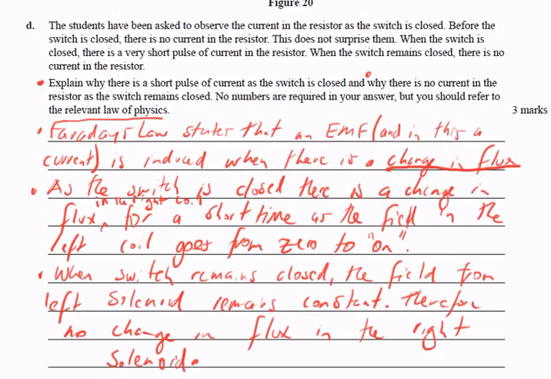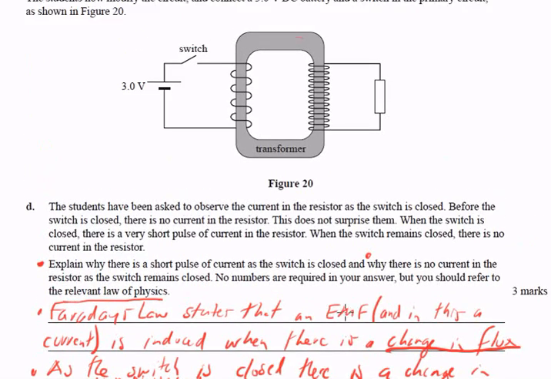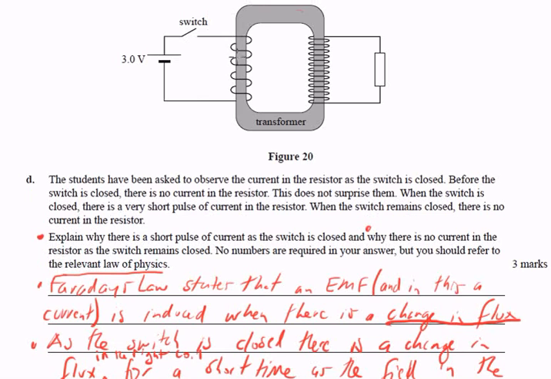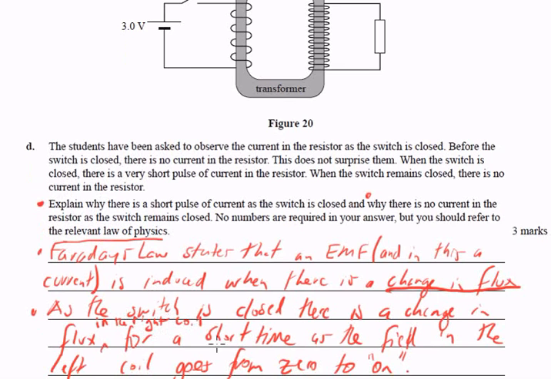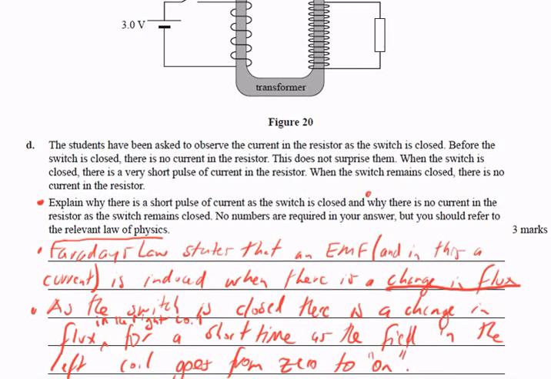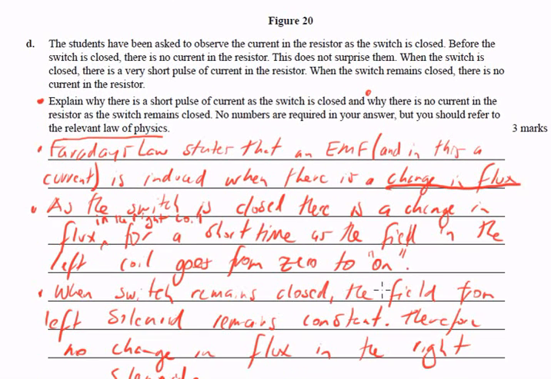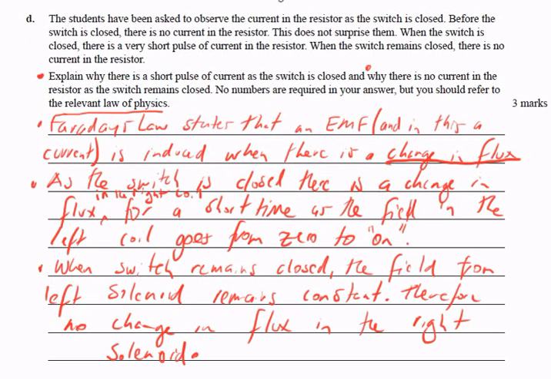So let's just go over that one more time. Faraday's law states that an EMF, and in this case a current, is induced when there is a change in flux. So there will be a change in flux in this one when the field from the other is changing. So as the switch is closed, there is a change in flux in the right coil for a short time as the field in the left coil goes from 0 to on. And then when that switch remains closed, the field from the left solenoid just remains the same, and therefore there's no change in flux in the right solenoid.